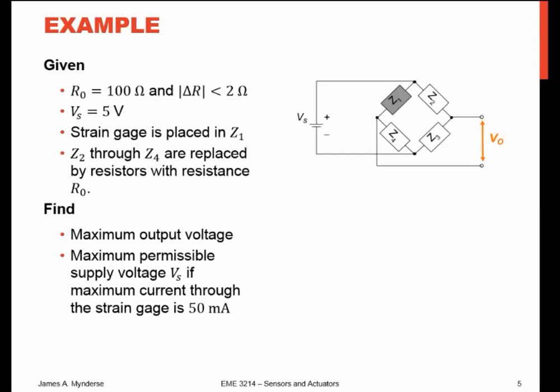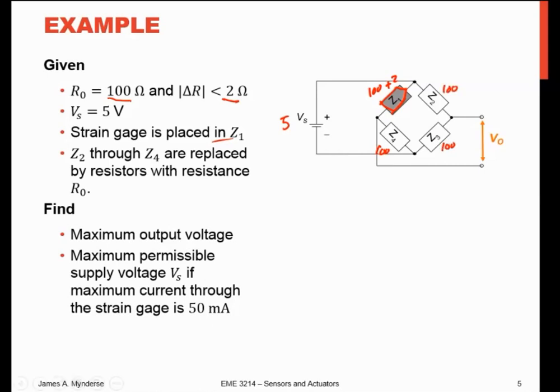So here's an example of using a bridge circuit with a device such as a strain gauge. If we assume we have a strain gauge with a nominal resistance of 100 ohms, and when I strain it, I get a delta R of 2 ohms. My Vs is 5, so this is 100 plus 2 there, because I'm going to put that strain gauge in this Z1 position here. Z2 through Z4 are replaced by resistors with R0. So this is 100, 100, 100.